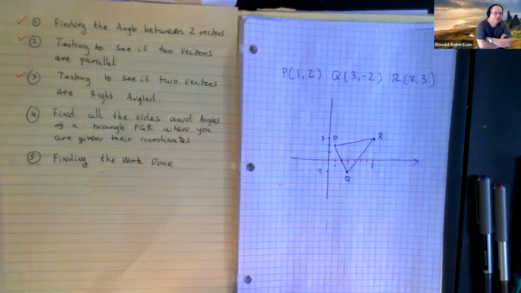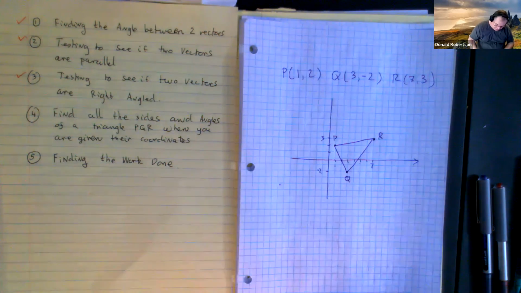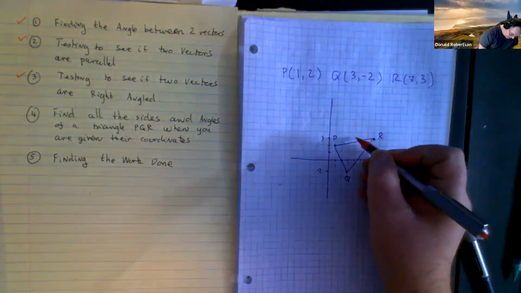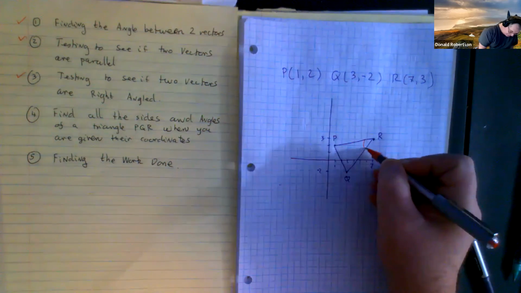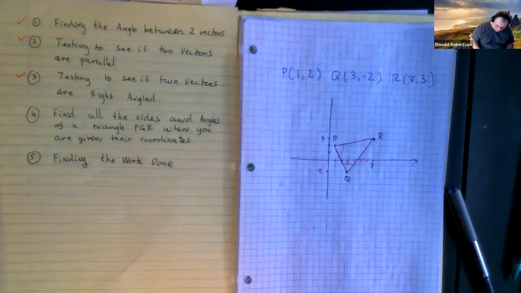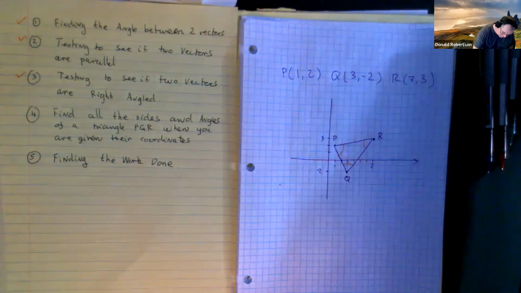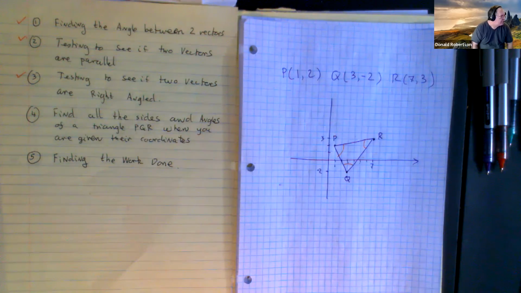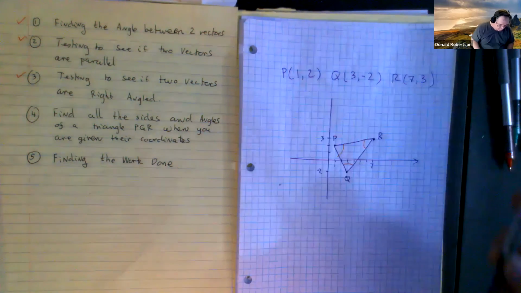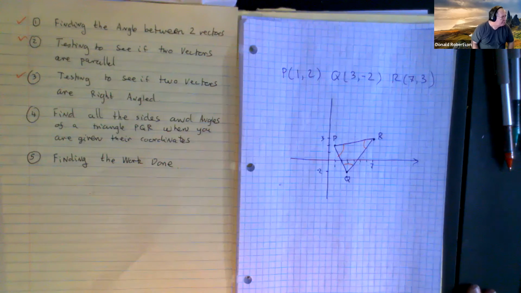We are going to use a lot of the things that we've found in vectors, and we are going to find the length of these sides and the size of these angles. In other words, everything that you could possibly want on that triangle. And we're going to do it using vectors and dot products and all sorts of other things like that.